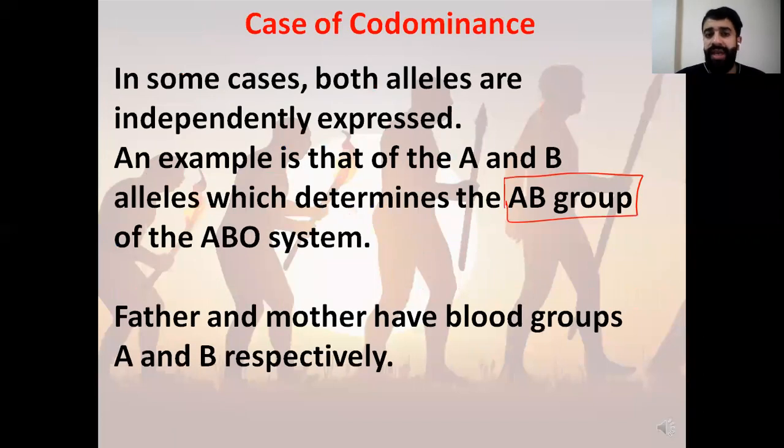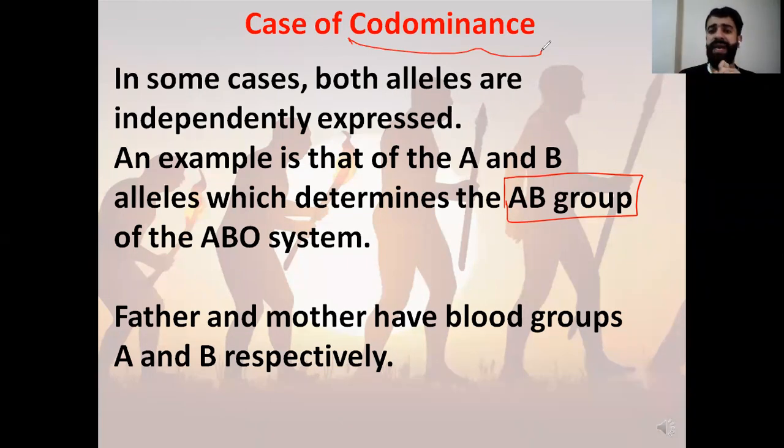So moving to the case of codominance. Pay attention here. What is the meaning of codominance? As I said before, first of all, we said that the first type of crosses is the dominance. In the case of dominance, one allele is dominant over the second, which is recessive. So this is the first case, the case of dominance.